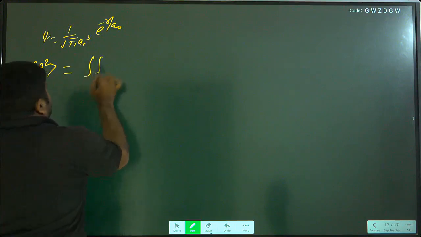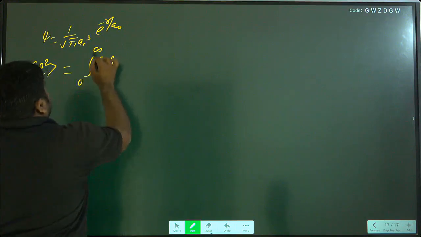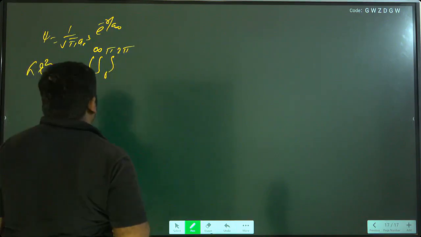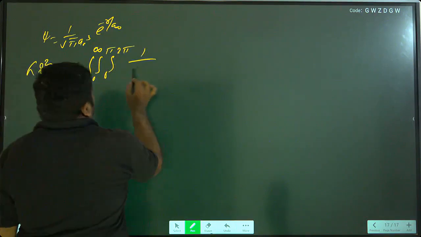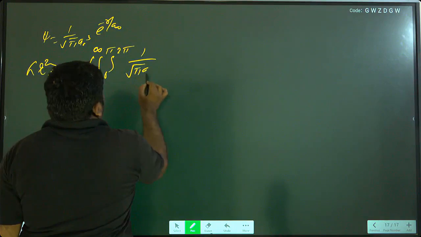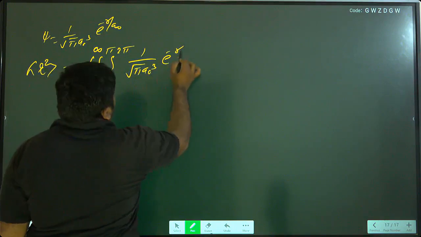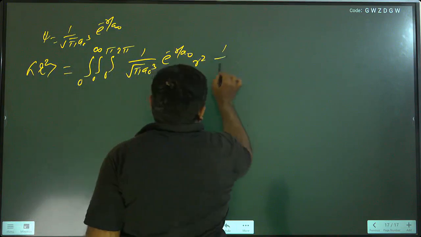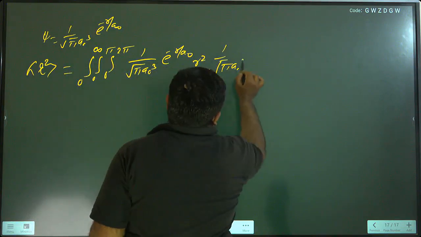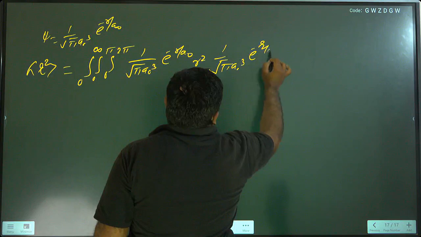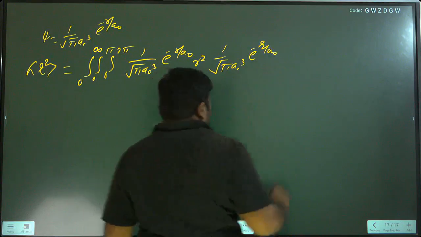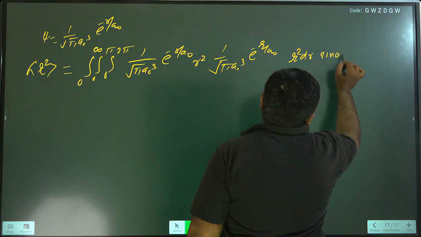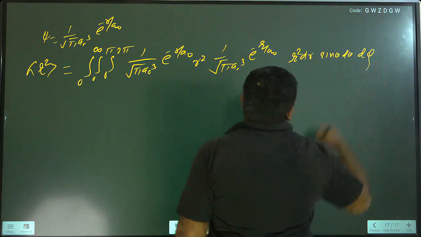Triple integration because the system is 3D: 0 to infinity, 0 to pi, 0 to 2 pi. Okay, what is psi star? 1 upon pi a naught cube e to the power minus r upon a naught into r square, 1 upon pi a naught cube e to the power minus r upon a naught into d tau, r square dr sin theta d theta into d phi.